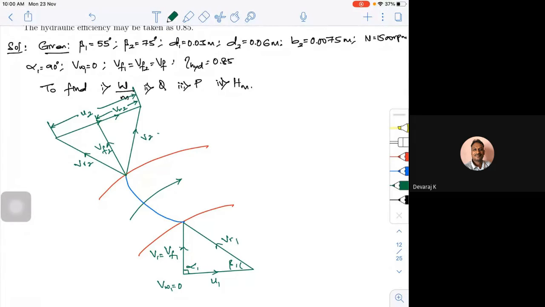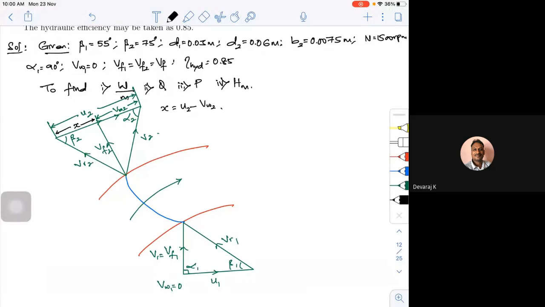This is VW2. So now I'm able to draw all the components of velocities. Let me mark the beta angle, that is beta 2. This is my exit blade angle, and this is my alpha 2, which is my flow angle. If I call this x, I can write x is equal to u2 minus Vw2.